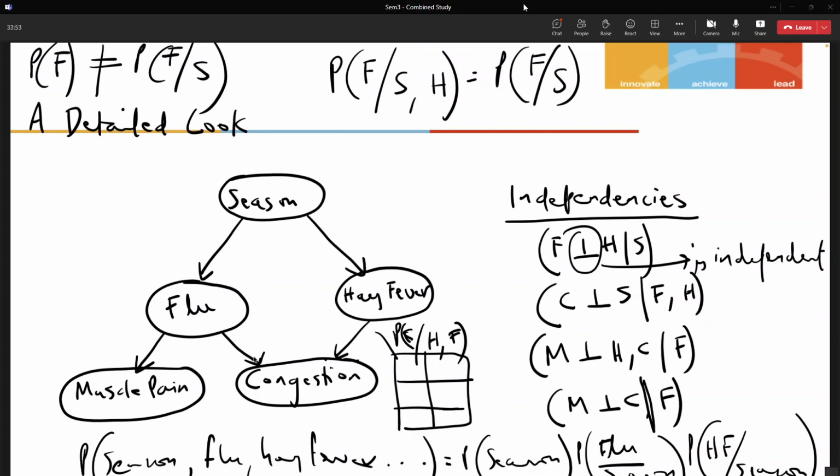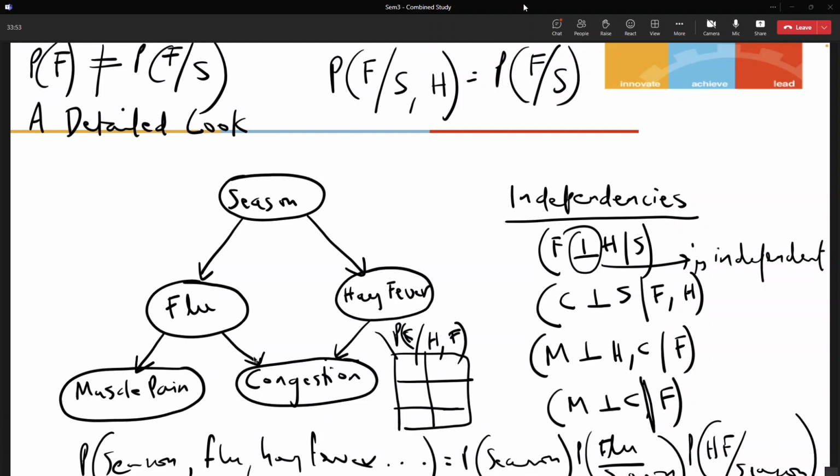But because I now know that this is not having any relevance over here, I don't have to have a combination of season, hay fever, congestion, and muscle pain. That record itself is gone. So that will be season into flu, that is 4 into 2, then muscle pain that will be into 2, and so into 2. So 4 into 2, 8, 8 into 2, 16, is 32. And for the right side it will be 4 into 2, that is 8, into 2, into 2, that is 16. So 32 plus 16, 48, right? Otherwise, it was 64, right?